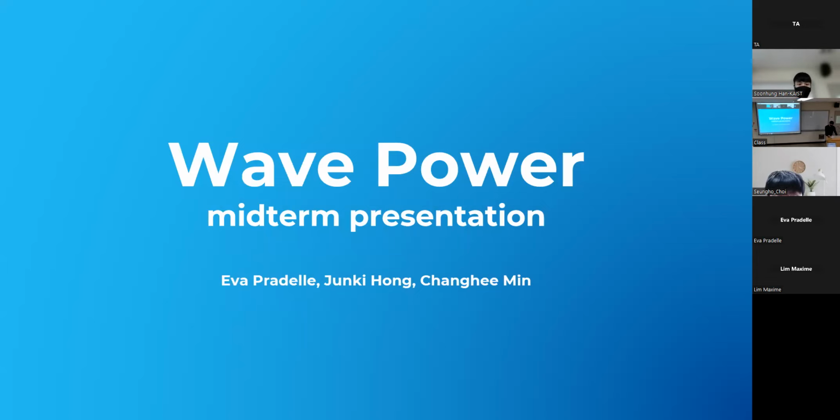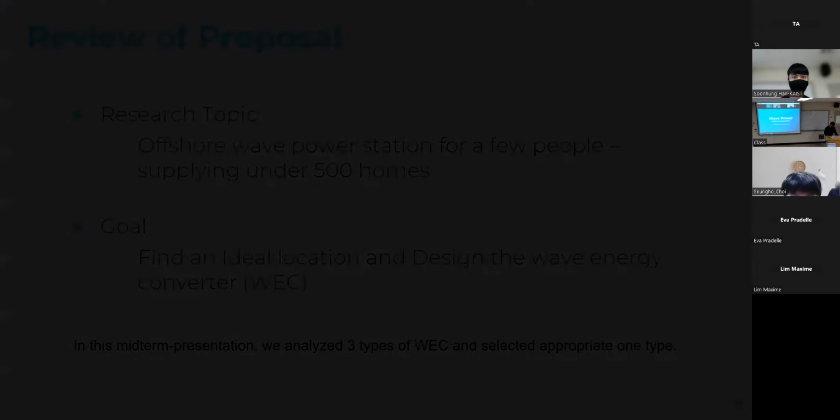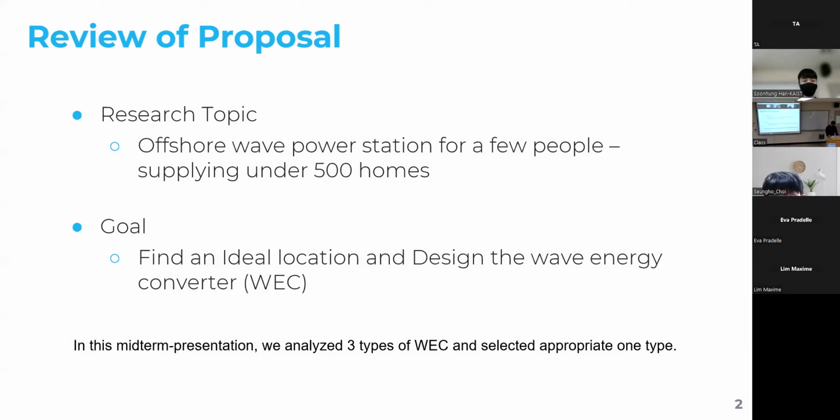Let me start with the presentation of the code. First of all, I will tell you about our research topic and goal. Reflecting feedback from the proposal to set specific goals, we chose the following topic: an offshore wave power station for 50 feet. This means a wave energy converter supplying under 500 tons. For example, for very small islands, this approach may be early because there are not many inhabitants.